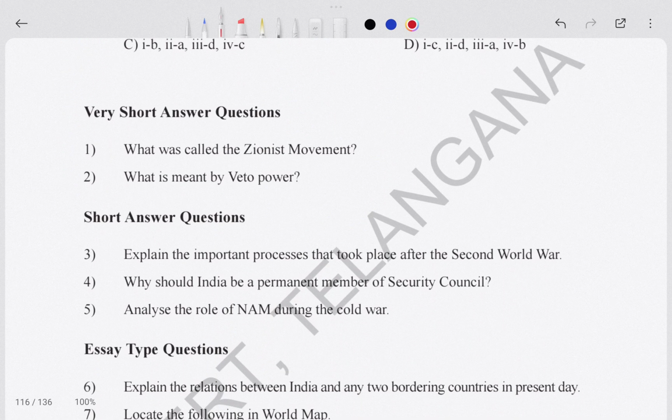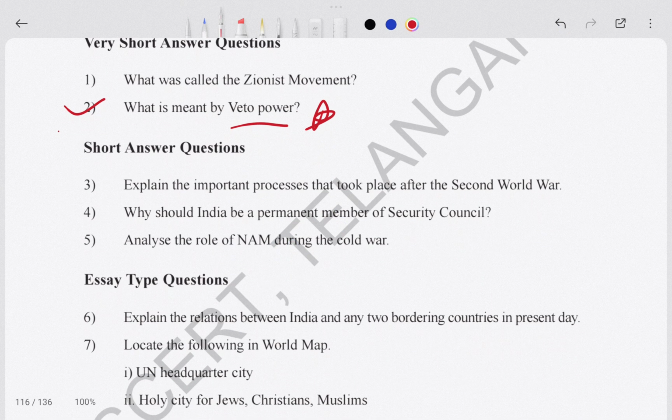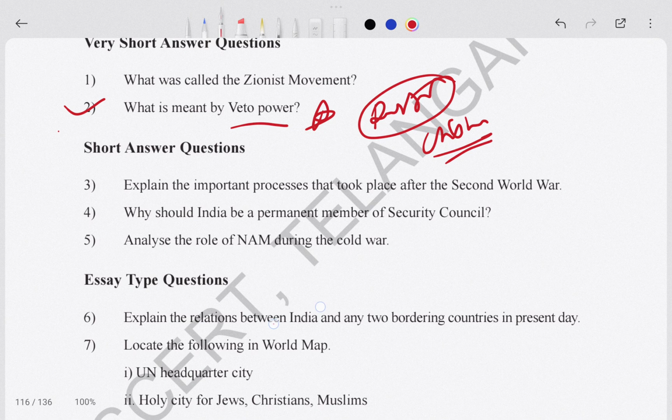What is called the Zionist movement? What is meant by veto power? Veto power is very important. This is a very powerful power which we need. India does not have veto power. Few countries have this power, like Russia and China. These have veto power.